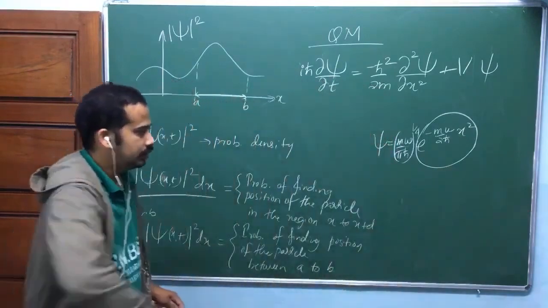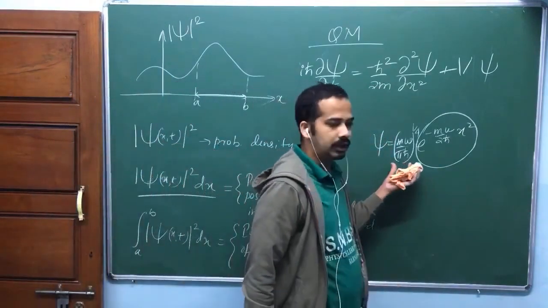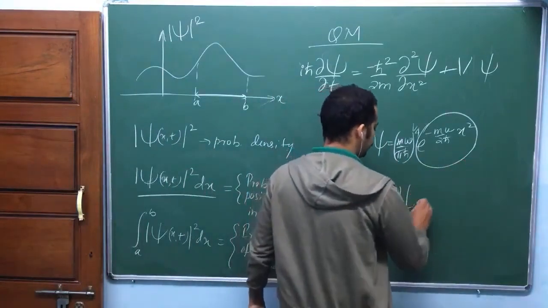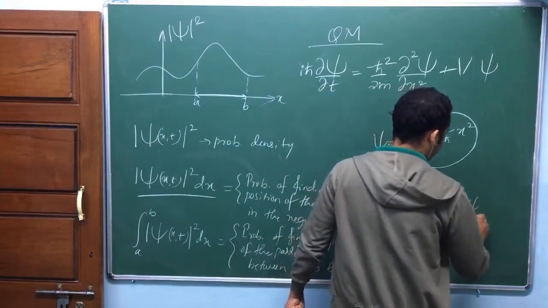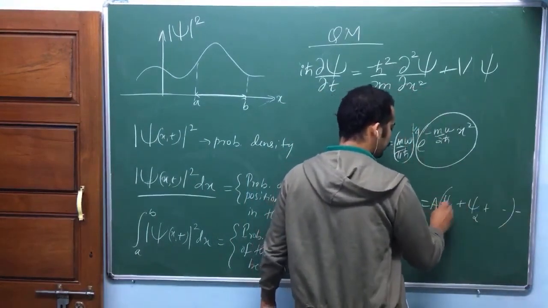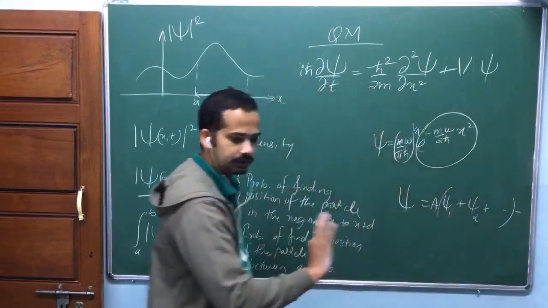So that's why, if you change the multiplicative constant, that will not change the solution. Okay, or even if you have a linear combination, psi 1 plus psi 2 plus and so on, if you change this multiplicative constant, that will not change the solution.